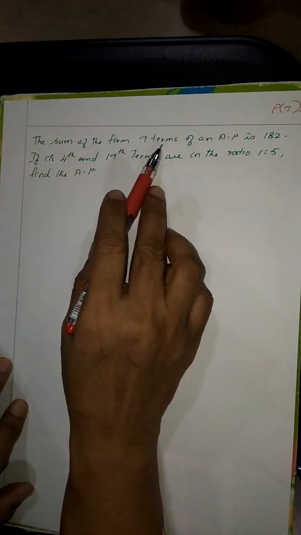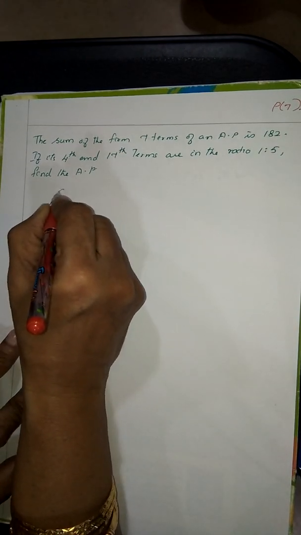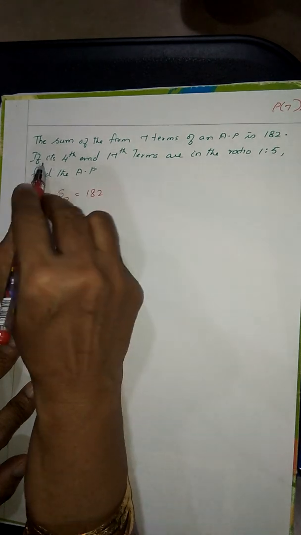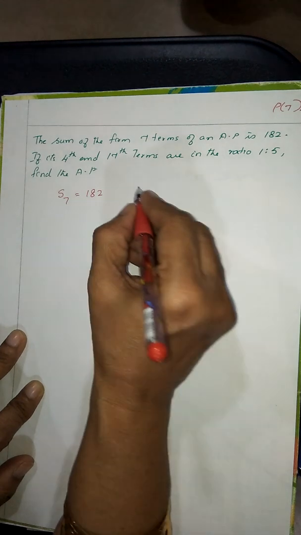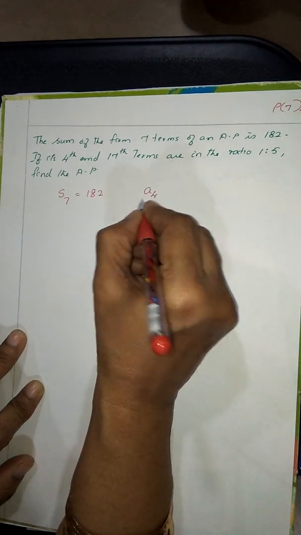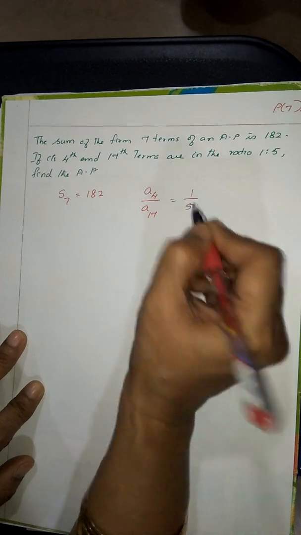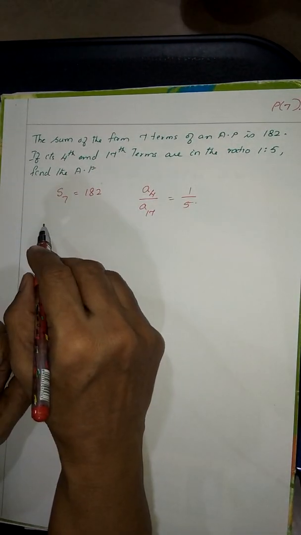The sum of the first 7 terms of an AP is 182, so S7 is equal to 182. And if its 4th and 17th terms are in the ratio 1:5, so A4 by A17 is equal to 1 by 5, you have to find the AP. So these are the data given.